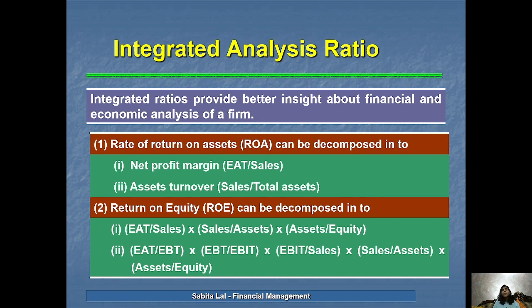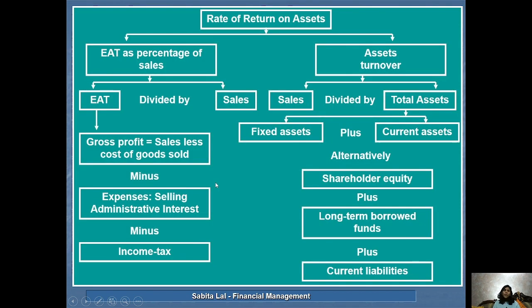Ratios are a very important part of your financial management as well as your financial accounting. In management accounting, generally we study ratios, but in an MBA, in the first semester, you have to study everything related to this. So now, the rate of return on assets is your EAT as a percentage of sales. So EAT is then divided by sales. Then how will the EAT come? Gross profit equals sales less cost of goods sold, minus these expenses, minus this income tax.